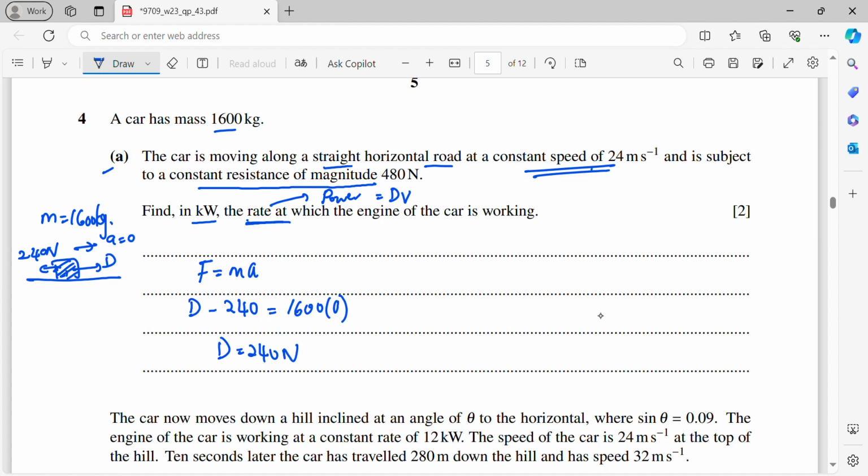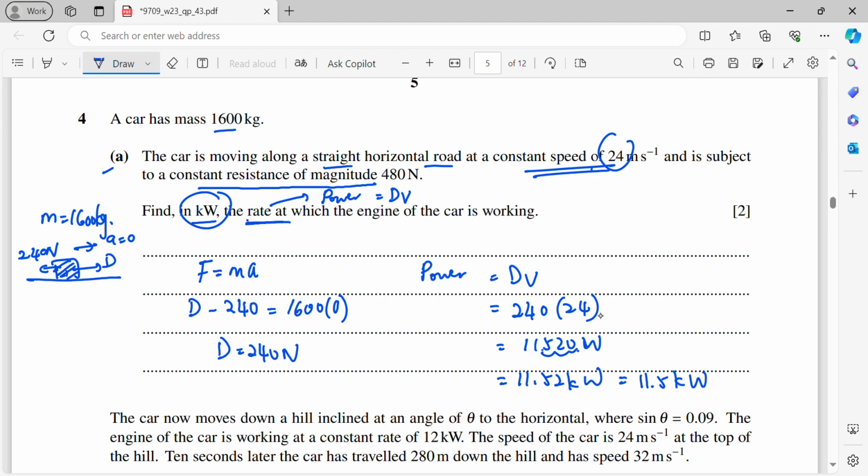And then now I will just write power equals D times V. So now my D is 240 and then my V is 24. Then from here you will be getting 11,520 watts. But it's mentioned kilowatts, so you just move the decimal three places backwards. That will be 11.52 kilowatts, and now round up to 3 significant figures, it becomes 11.5 kilowatts. So that is the solution for the first part.